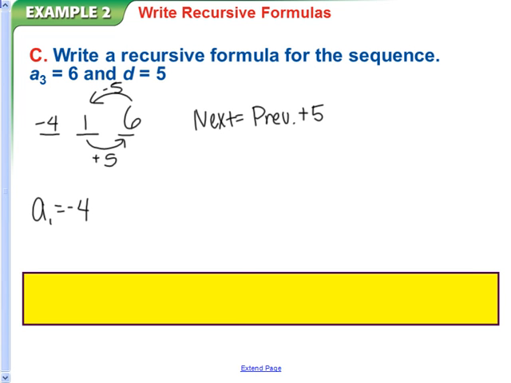Okay, so how do we write that? A sub n plus 1 is our next one, equals our previous one, which is a sub n, plus 5.